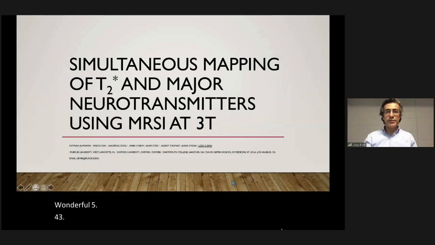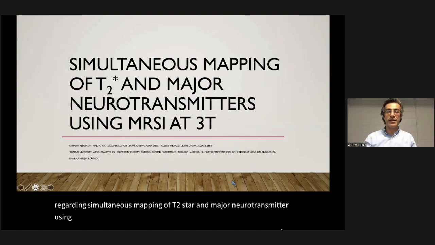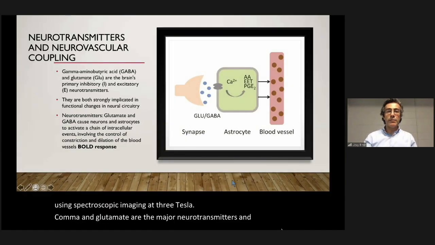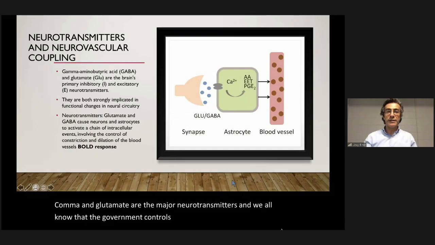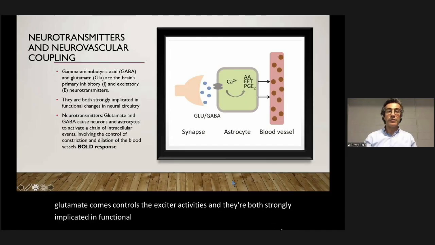Hello, everybody. Today I'm going to talk about our recent findings regarding simultaneous mapping of T2* and major neurotransmitters using spectroscopic imaging at 3 Tesla. GABA and glutamate are the major neurotransmitters, and we all know that GABA controls the inhibitory activities, whereas glutamate controls the excitatory activities, and they are both strongly implicated in functional changes in neural circuitry.